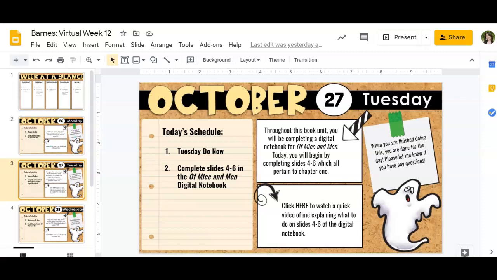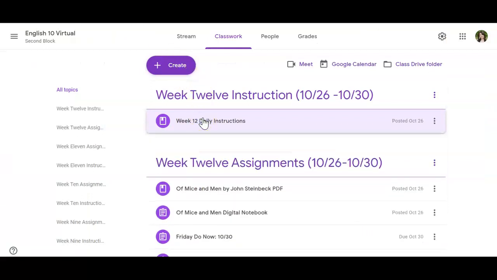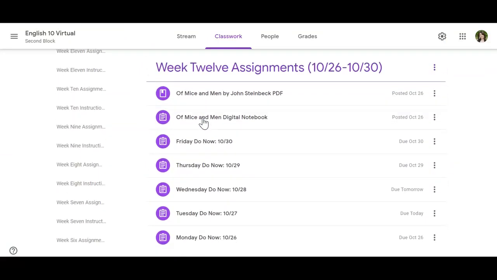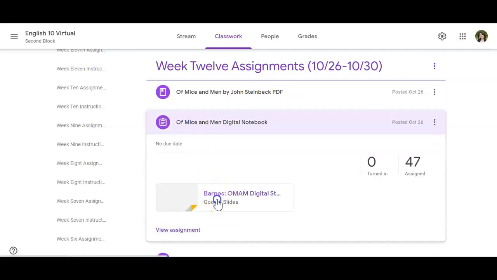What I will be doing is reviewing slides 4 through 6 in the Of Mice and Men digital notebook and explaining to you what exactly I want you to do on these slides. So I'm going to come up to Google Classroom. We're going to come down here. Yesterday, you should have read Chapter 1 in Of Mice and Men by John Steinbeck, and today you'll be working in this digital notebook.